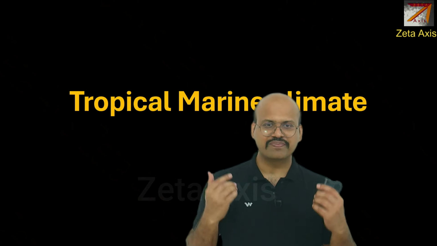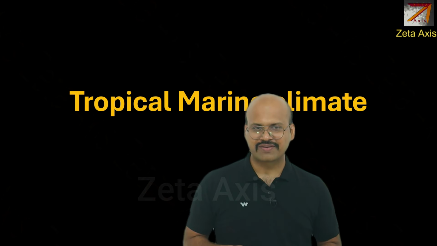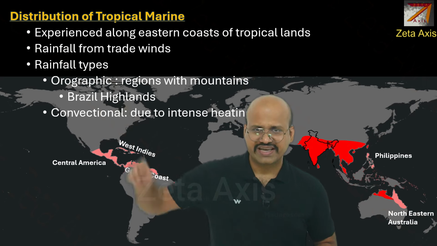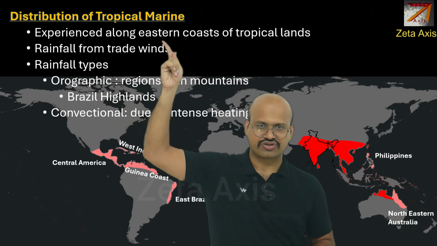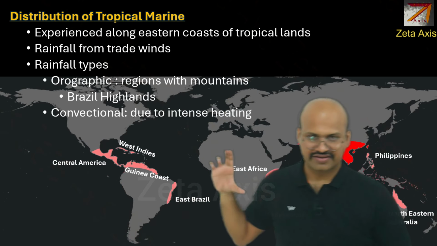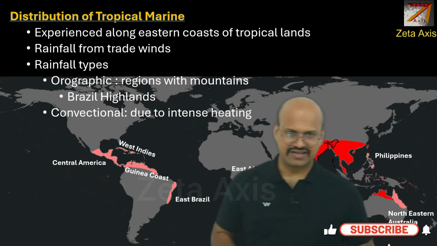Now let's see the tropical marine climate. We have covered the tropical monsoon climate. Now we will try to understand the tropical marine climate. It is experienced along the eastern coasts of tropical lands. Why eastern coasts? Because in this region we know that the easterly trade winds blow.